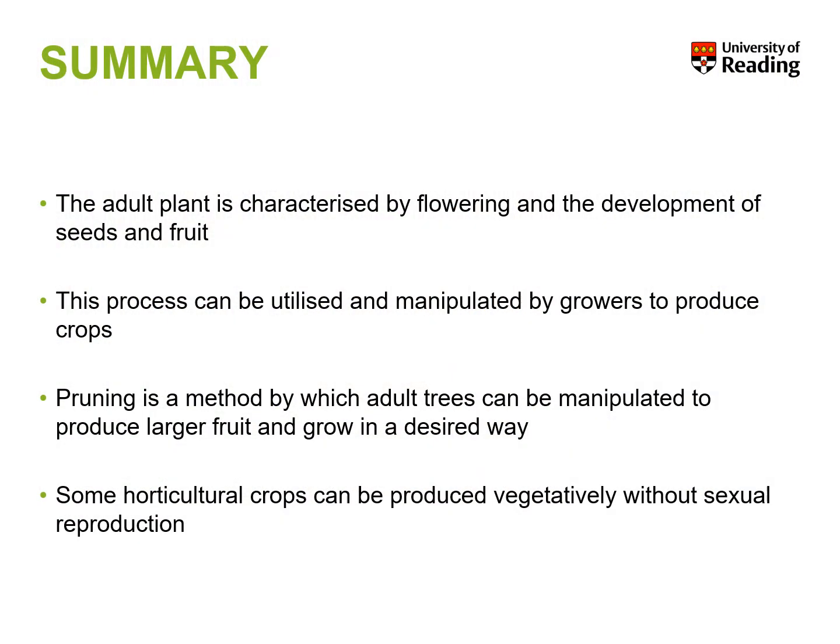So in summary, the adult plant is characterized by flowering and the development of seeds and fruits. This process can be utilized and manipulated by growers to produce commercial crops. One of the ways this is done is through pruning, which is a manipulation of the adult plant and flowering to produce larger fruit and grow in a specific way, which is conducive for harvesting. Some horticultural crops can be propagated and produced vegetatively without the need of sexual reproduction, and others have lost this ability entirely.